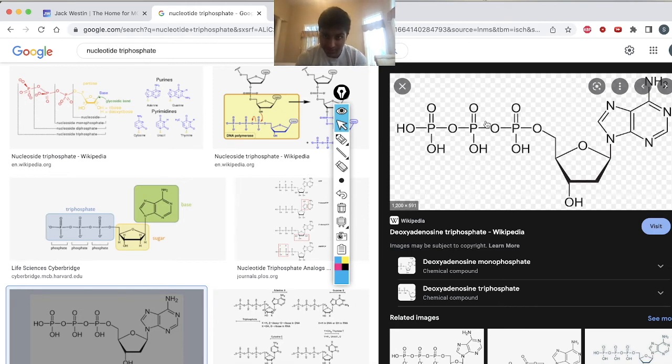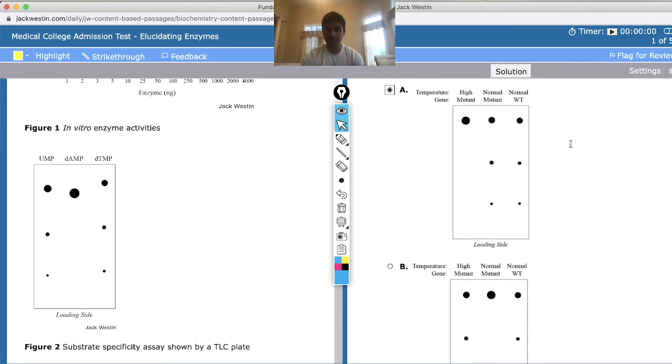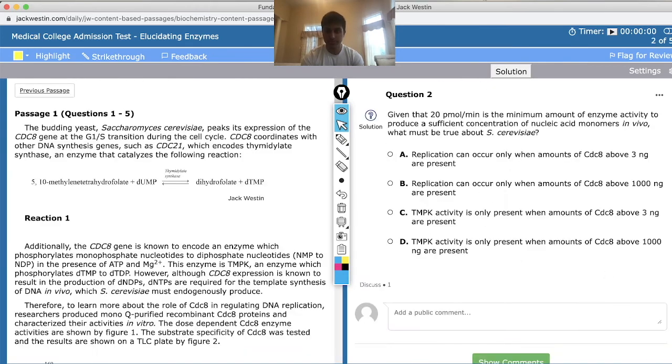We didn't know if our CDC8 could make the di. No, we did know that our CDC8 could make the di. We didn't know if it could make the tri. And based on this graph, based on the figure here, we know that it can make some tri. So it does have diphosphate kinase activity. So let's move on to the next question.